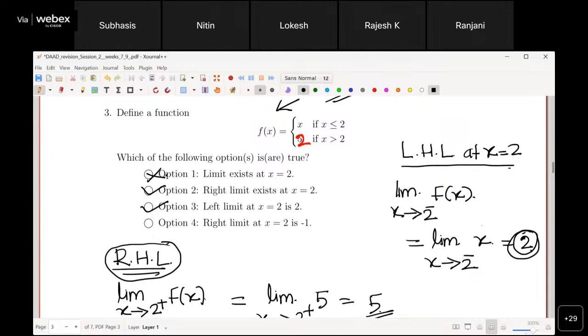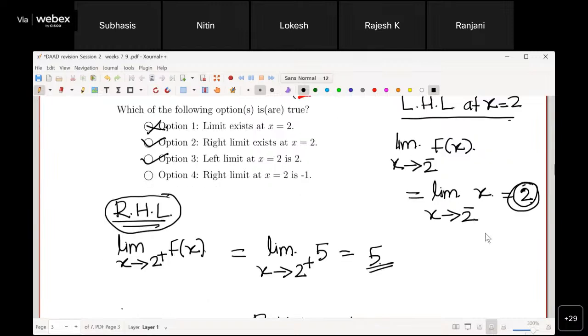right? But option 4 is incorrect. It's saying right limit at x equal to 2 is -1. But what we are getting? We are getting 5, right? So option 2 and 3 are correct. Clear? Okay, fine.